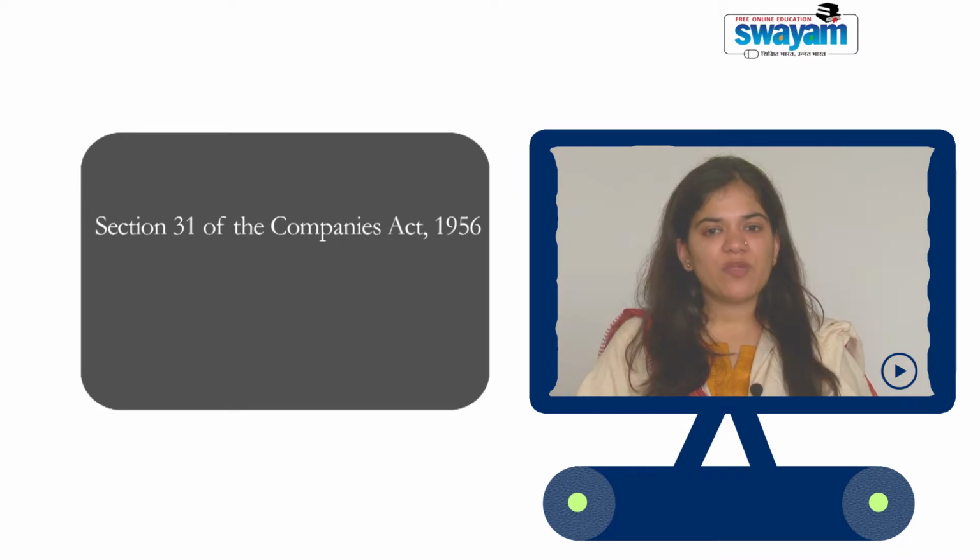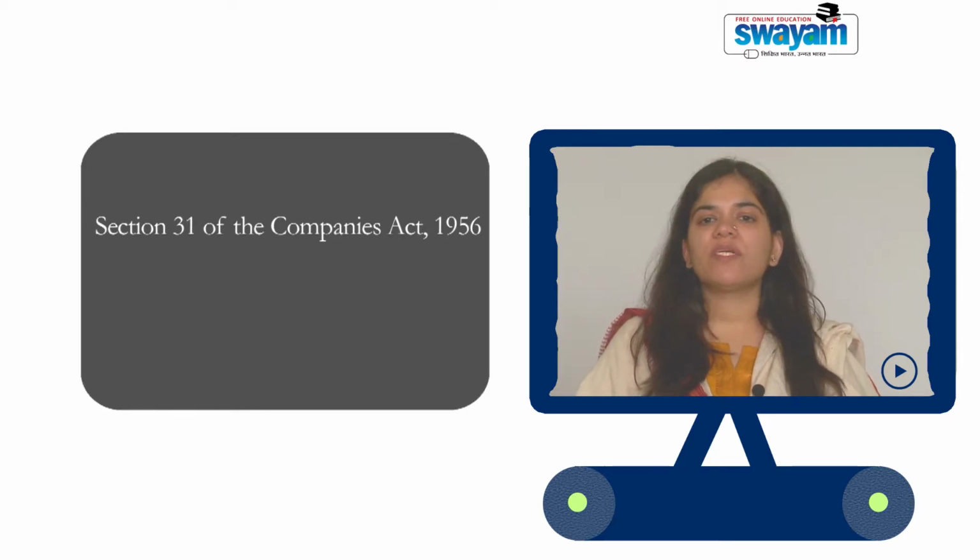After passing a special resolution for altering the articles of a company, and the alteration being approved by the central government, the company is required to submit a printed copy of the articles so altered to the registrar of companies within 1 month of the date of the passing of the special resolution.